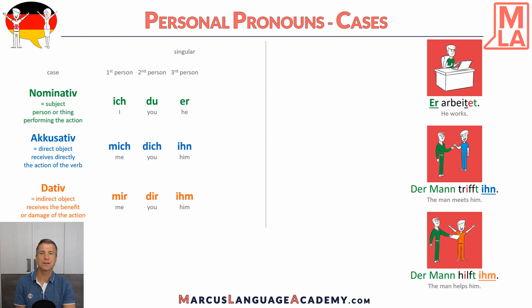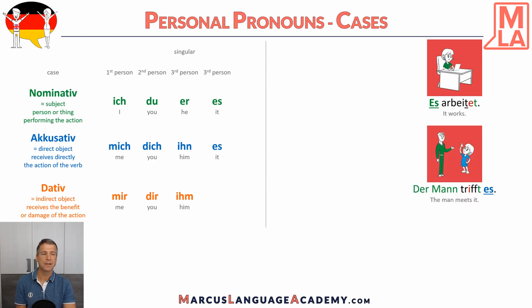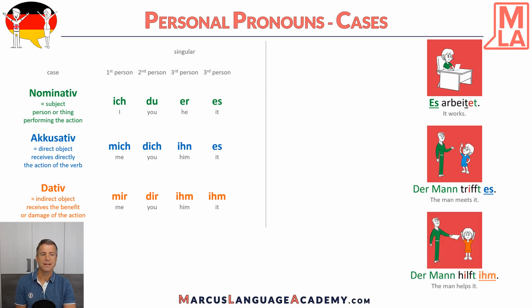So let's see the neuter. In this case, es arbeitet, for example, das Mädchen. In German it's neuter, so es arbeitet. In accusative it would be der Mann trifft es, so there's no change, it's still es. Der Mann trifft es, the man meets it. And in dative case there is a change, der Mann hilft ihm. The man helps it, but it's ihm because it's dative case.